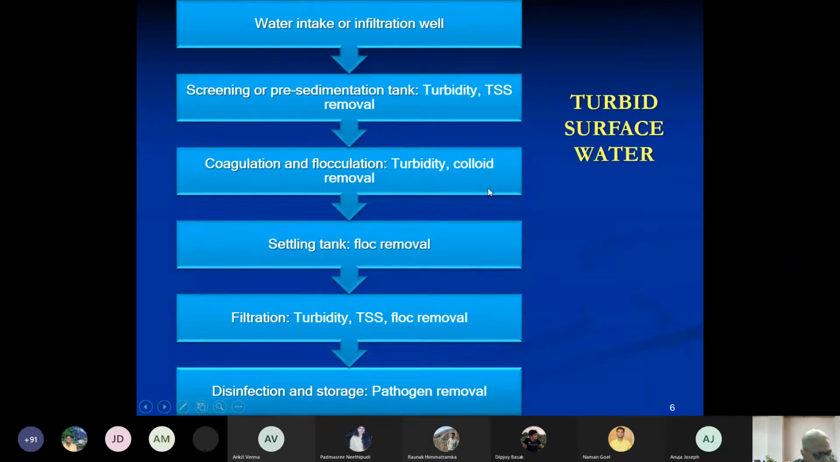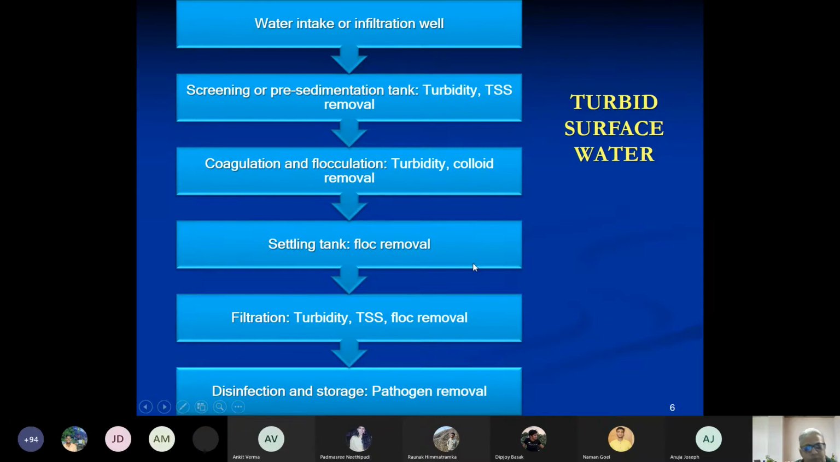But very often it's not adequate. Sometimes you see that the water, even after settling, is somewhat muddy and the particles are not visible to the eye. These particles which cause turbidity, but are no longer visible to the eye, are called colloids. We will look at that also in the subsequent slides. So turbidity and colloid removal is necessary, and for that we use coagulation and flocculation. Then we come to the settling tank.